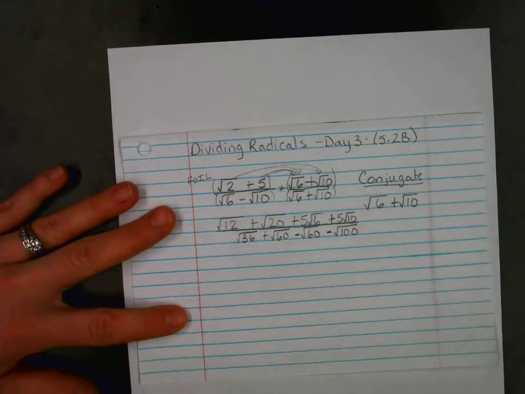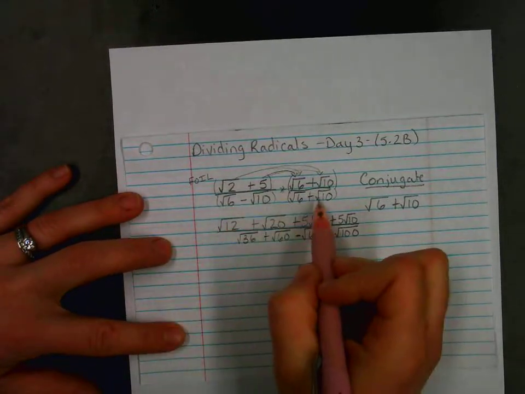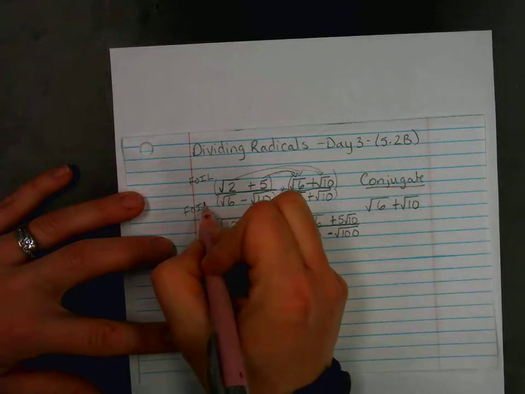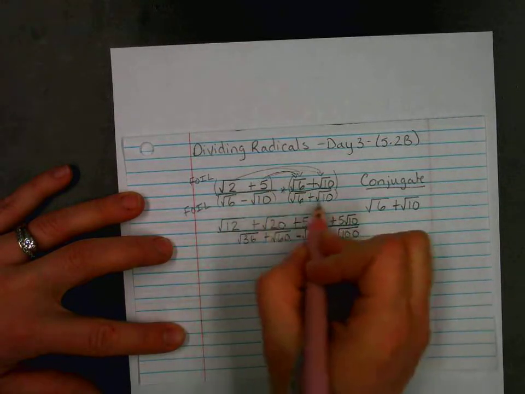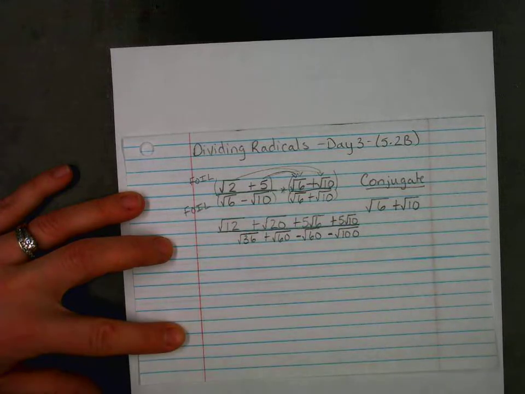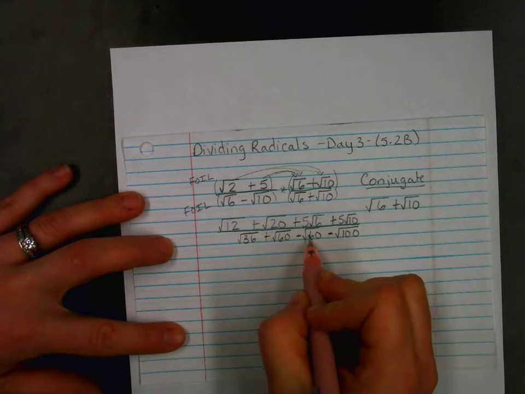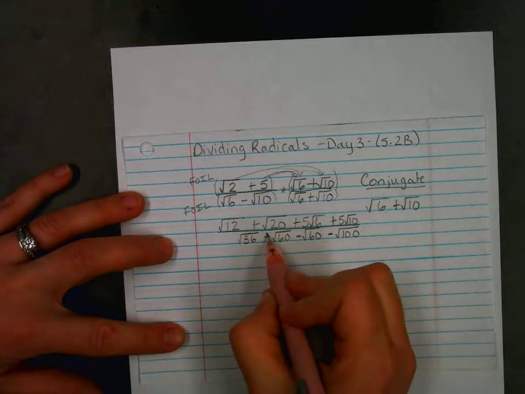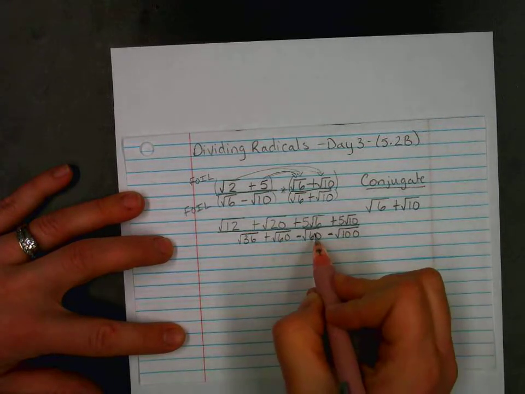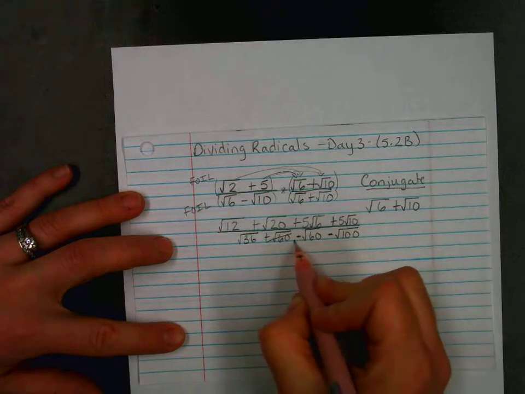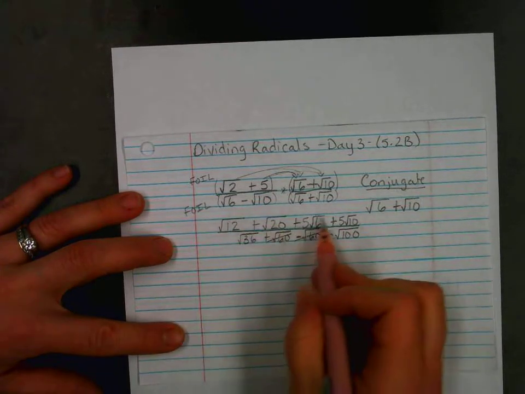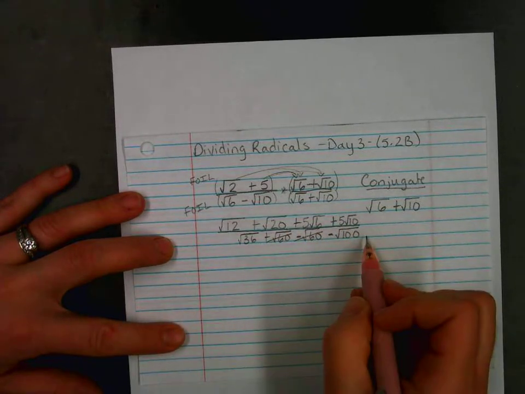So what happens when we FOIL the denominator is, and this only works when you're multiplying by the conjugate, these middle terms will always cancel each other out. So if you notice, we get a plus root 60 and a negative root 60. Those are simply going to cancel each other out. And now I can simplify my numerator and simplify my denominator.